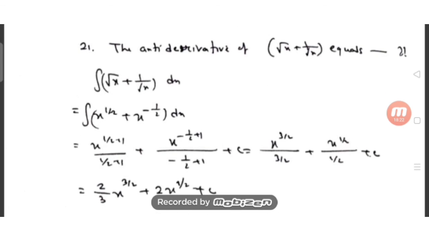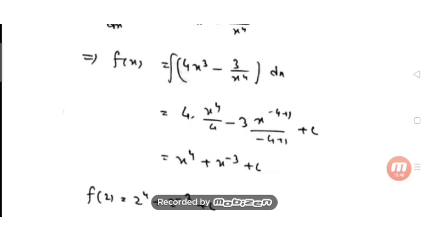Now the next question: find the antiderivative of this expression. It's a multiple choice question in the book, so I have written it like this. Antiderivative means integral. We have to get the integral of this expression. Put as powers, it is x to the power half and x to the power minus half, dx. Taking integration with the x to the power n formula: x to the power half plus 1 by half plus 1, x to the power minus half plus 1 by minus half plus 1, plus c. Doing simplification, we have got this step.